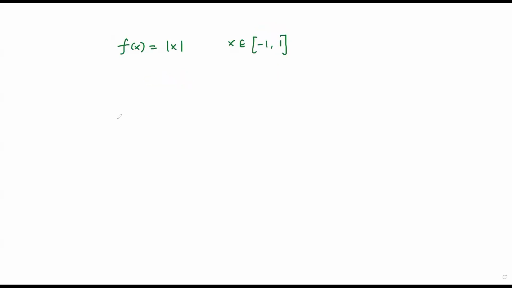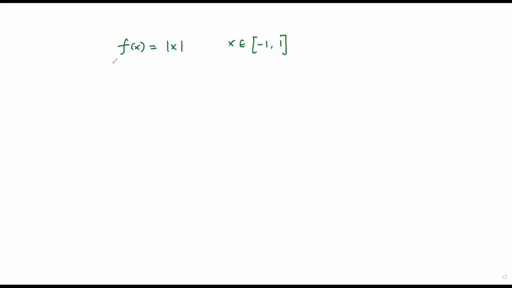Consider the absolute value function, that is f of x equals absolute value of x over the closed interval -1, 1. Same thing: we have to find a value for x between -1 and +1 at which the tangent line to the curve f of x equals absolute value of x is horizontal. So we can use Rolle's theorem. For that, we have to check all three conditions of Rolle's theorem for this function.